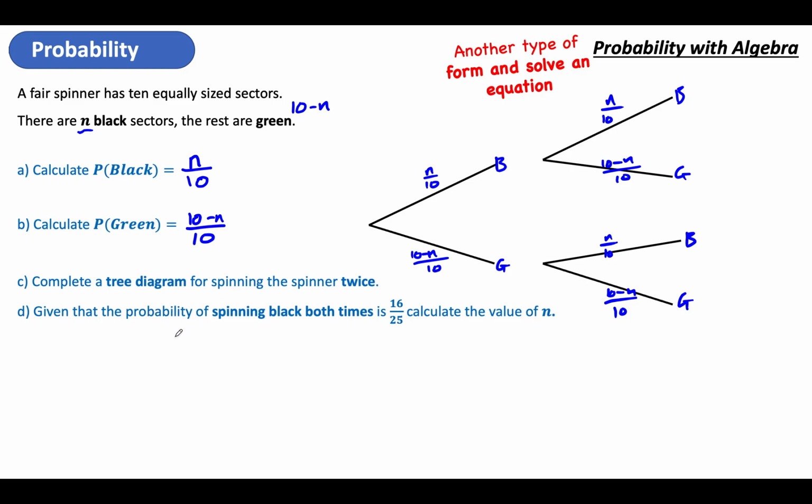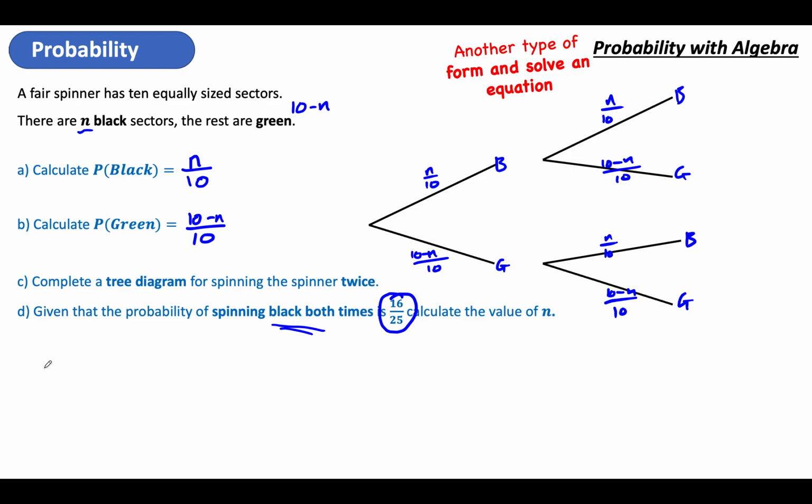Now, given that the probability of spinning black both times is 16 out of 25, calculate the value of n. Right, now before, we've just been doing some expressions. And it's a bit like writing up the sides on that triangle. You know, we've got the different bits and pieces. And I also formed an expression for something. Now this time, the expression I'm going to form is from this. Spinning black both times is equal to this.